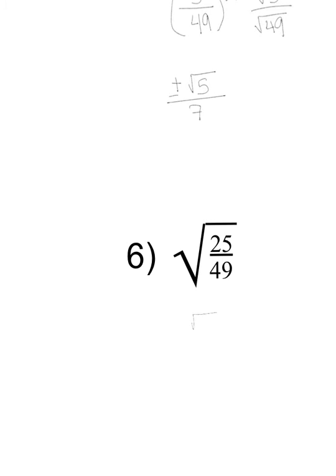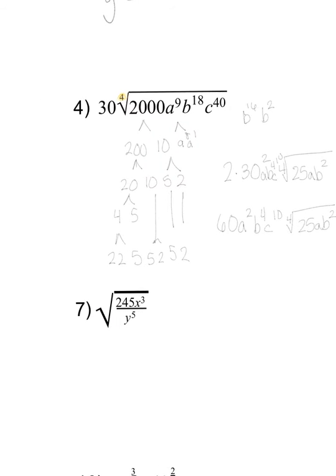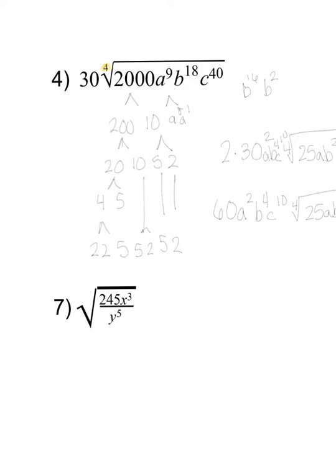Number 6, we're going to separate it as square root 25 over square root 49. That's going to be plus or minus 5/7. Number 7, I'm going to separate it. So we're going to separate this to be the square root of y to the 5th over the square root of 245x cubed. So now we're going to go ahead and deal with the bottom. We're going to separate that to y to the 4 times y to the 1. So on the bottom I have y squared, square root of y.